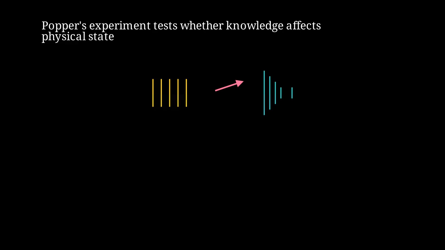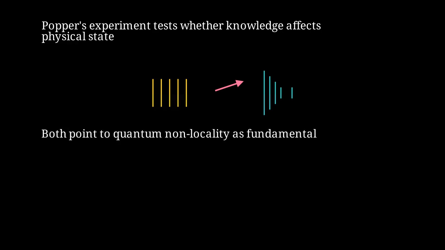The correlations between measurements on A and B show non-local quantum connections that classical physics cannot explain. Both Popper's insights and Bell's theorem point to quantum non-locality as a fundamental feature of nature.